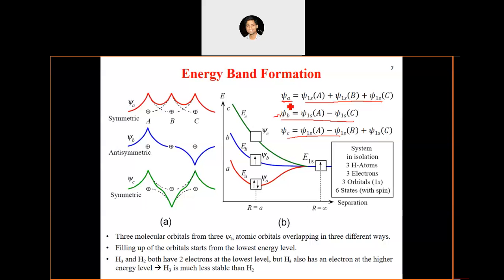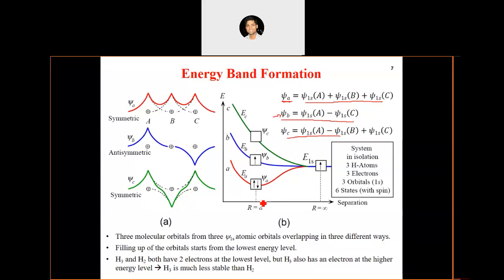So we say actually that by the interference of n atoms we will have n molecular orbitals and 2n states of the electrons. 2n states means there can be 2n electrons which can be occupied in the n molecular orbitals, right? So here we can say that there are three atomic orbitals. As a result of interference of these three atomic orbitals, we will have three different molecular orbitals.